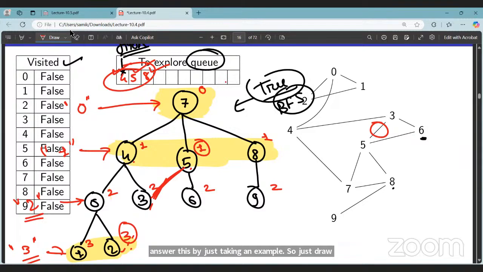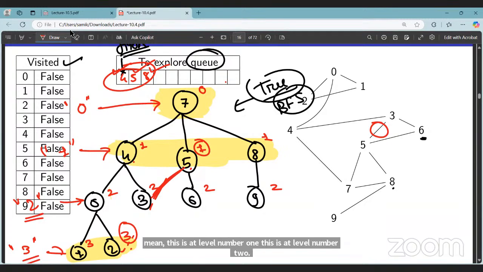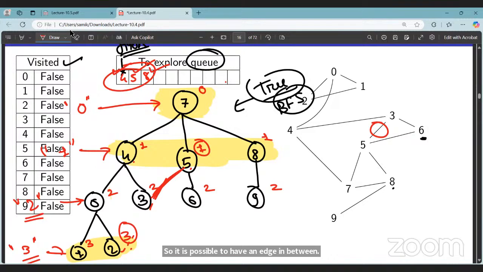see, these two vertices are only one level apart. This is at level number 1, this is at level number 2. So it is possible to have an edge between them. If the difference is more, then we'll say it's not possible, like in the case of 2 and 5. But since here the difference is only one level, we can say that it is possible.